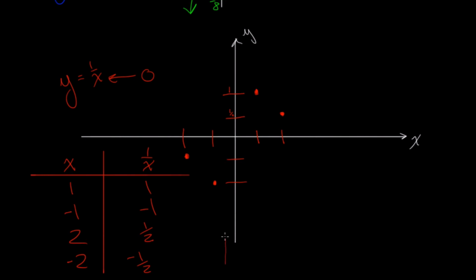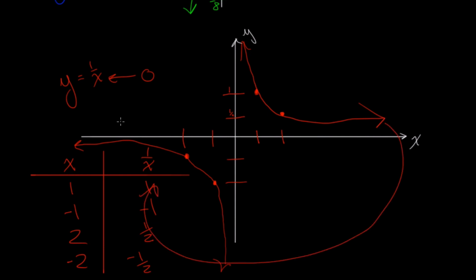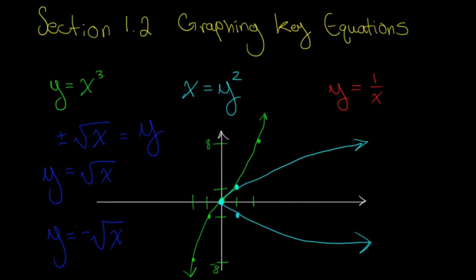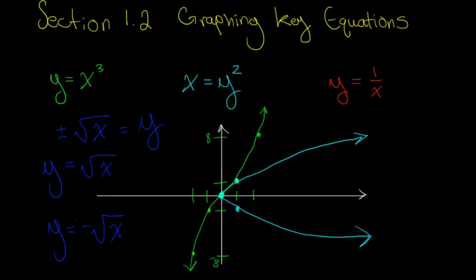Your graph is going to look something like this. It just keeps going in that direction, and it goes on like that on the other side. As you can see, if we flip this 180 degrees, on its head, it's going to look exactly the same as before. So these are the three key graphs that the author of this Precalculus textbook wants you to know.